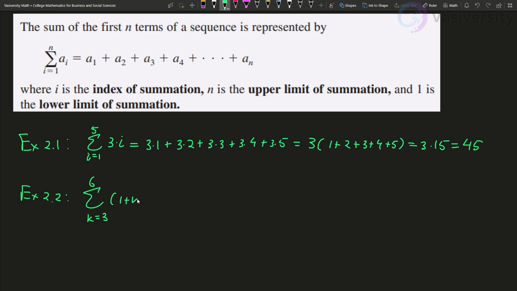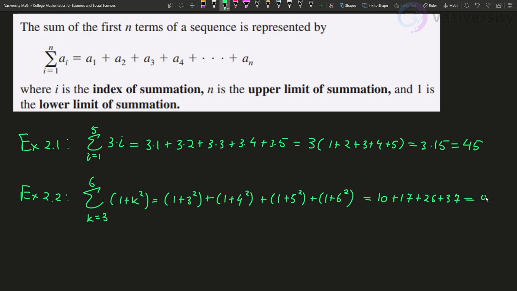So we're going to have 1 plus k squared, which is equal to 1 plus 3 squared plus 1 plus 4 squared plus 1 plus 5 squared plus 1 plus 6 squared. Okay, so that would be equal to 9, 16, 25, 36. So add 1 to everything, that's going to be 10 plus 17 plus 26 plus 37, and that would be equal to 90. Okay, perfect.